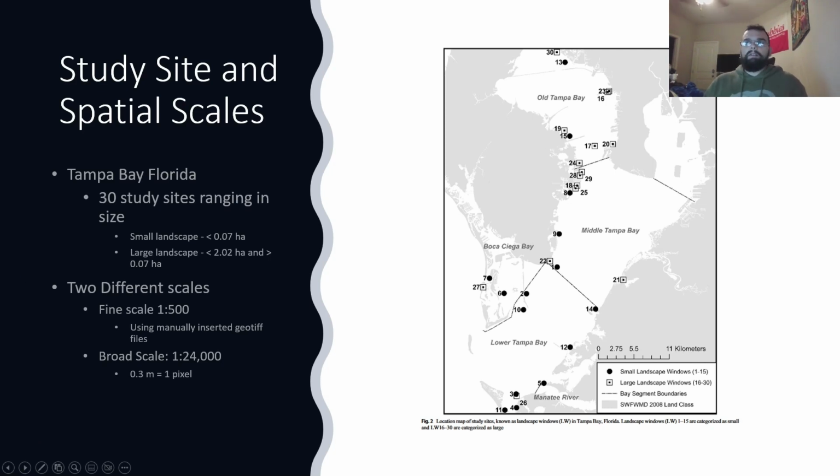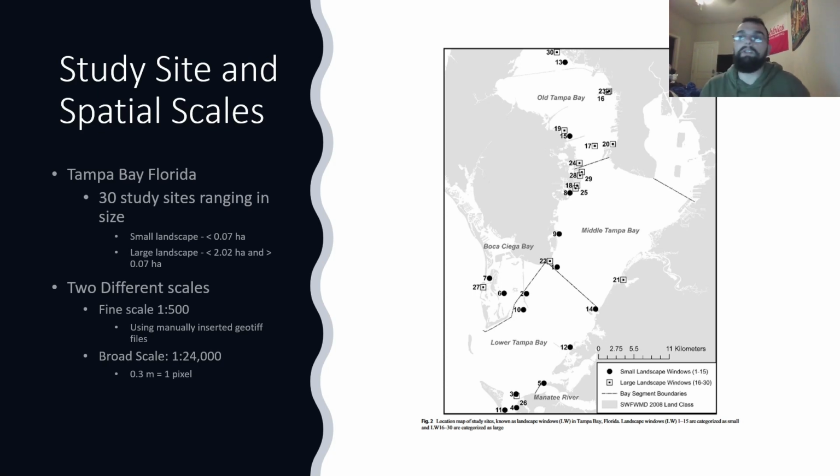So the study side of this project was done in Tampa Bay, Florida, having 30 study sites randomly selected around the bay, with 15 of them being a small landscape window and 15 of them being a large landscape window. The sizes were as follows below. 0.07 hectares or less for a small landscape, and between 2.02 and 0.07 hectares for the large landscape.